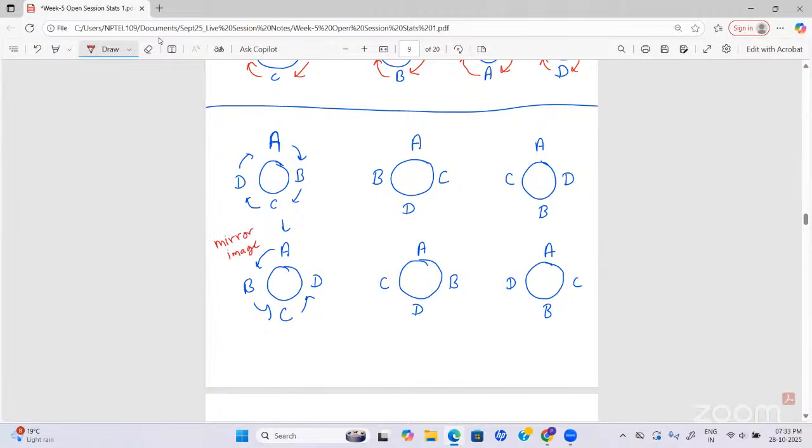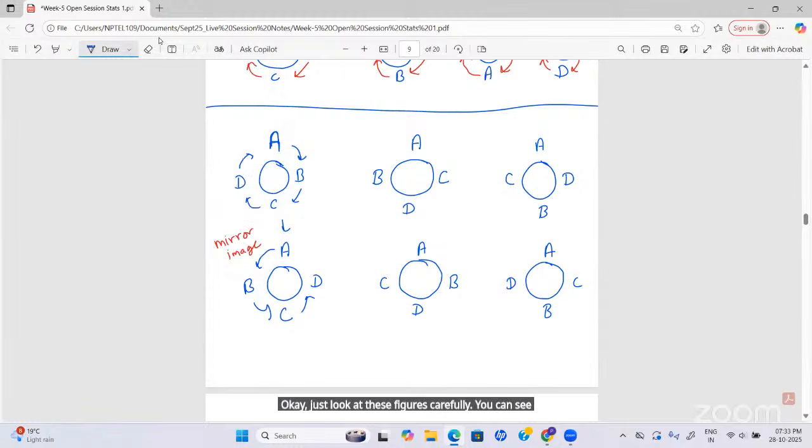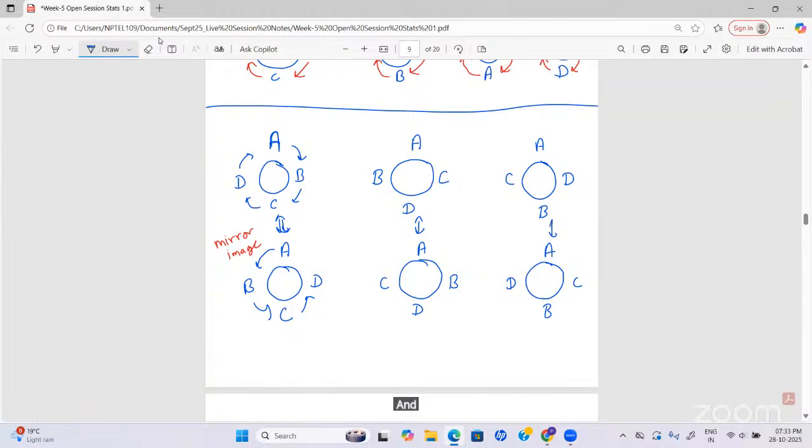Just look at these figures carefully. You can see that these two are mirror image of each other. These two are also mirror image of each other. And these two are also mirror image of each other. Just look at the figure and think about it.